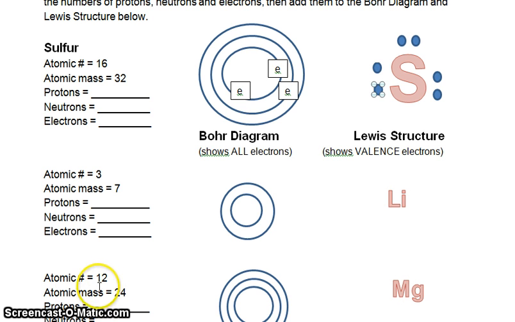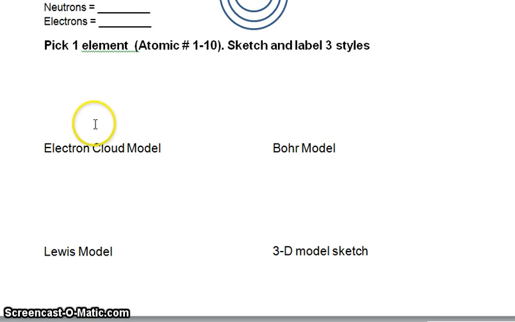This one you wouldn't want to do anyway because it's beyond 10. Now, the reason you wouldn't want to pick an element that's beyond atomic number 10 is because it's just much more complicated to represent. So do an electron cloud model, a Bohr model, and a Lewis model.